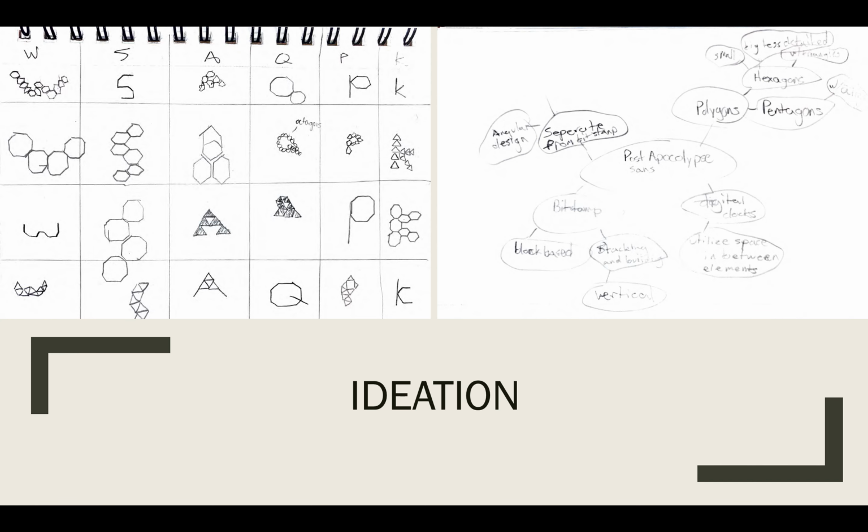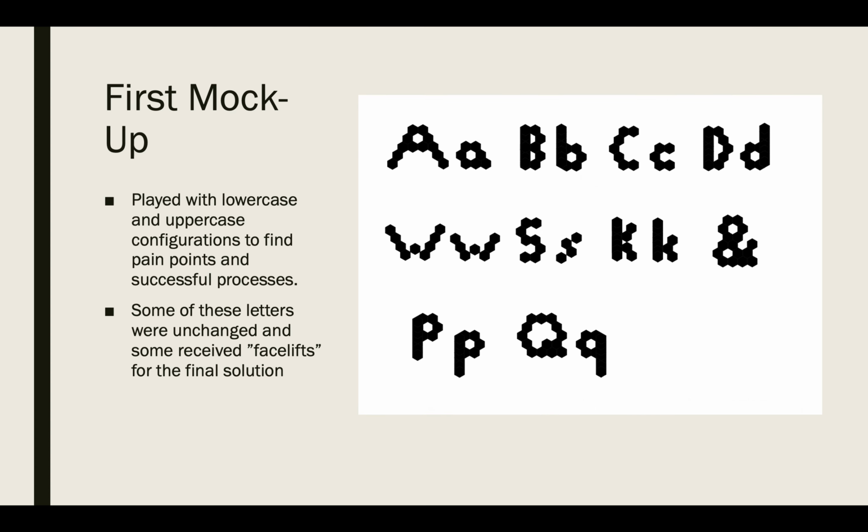So as far as ideation goes, I started out by sketching out the letters W, S, A, Q, P, and K. And these letters have a good amount of range of different curves and shapes that may prove challenging. I ended up really liking just sticking with a full solid hexagon. I thought that made some really interesting shapes and geometric suggestions within their forms. So you can see that in these mock-ups here.